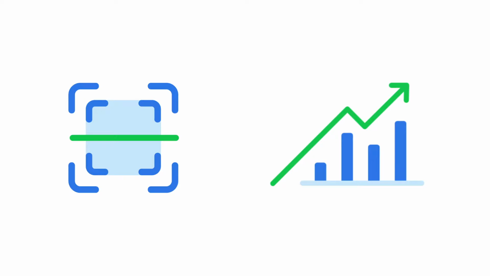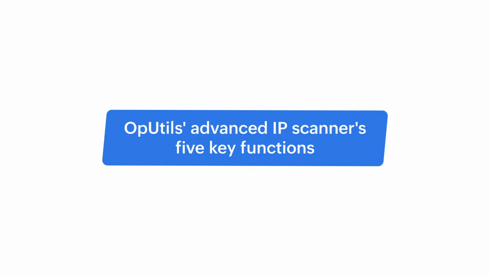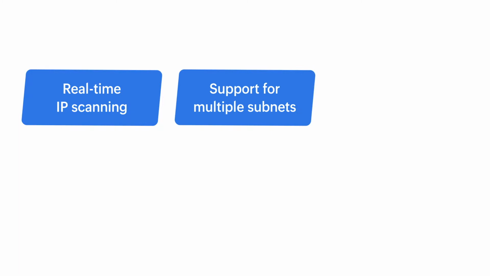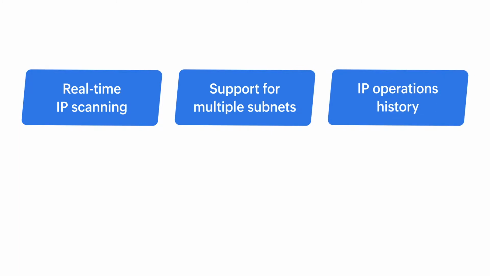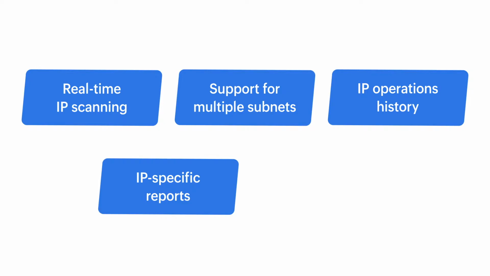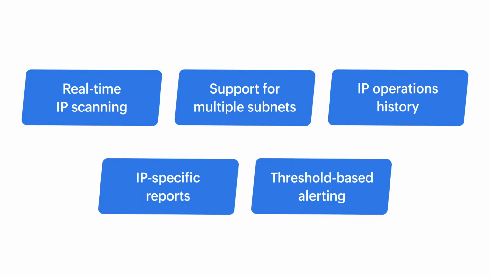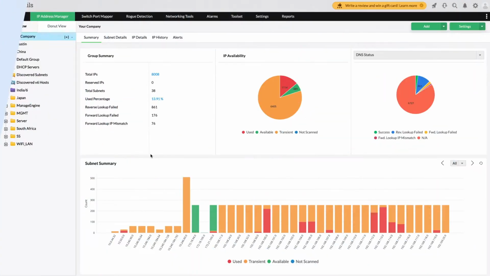increase network reliability. Bolster your IP management strategy with the advanced IP scanner's 5 key functions: real-time IP scanning, support for multiple subnets, IP operations history, IP-specific reports, and threshold-based alerting. Here's a quick look at each of these.